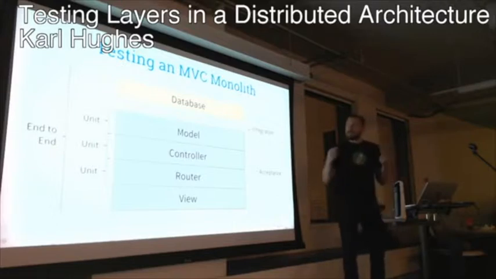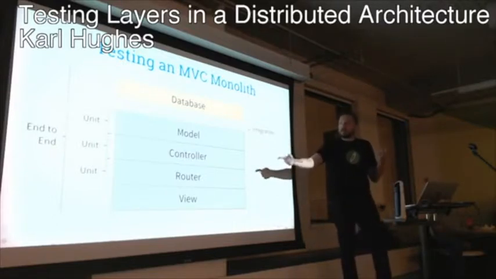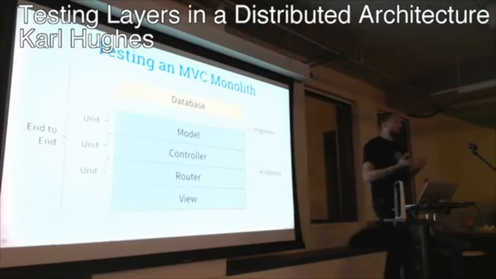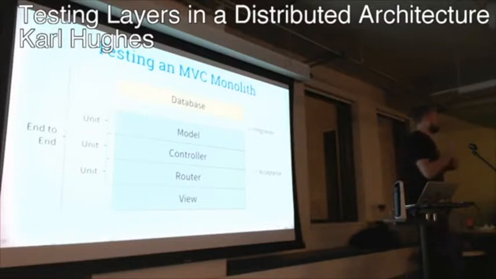So we might test models, controllers, and the router. We would have unit tests around them. Those are going to test each method to make sure that internally all the business logic or whatever logic we've got in there works well.